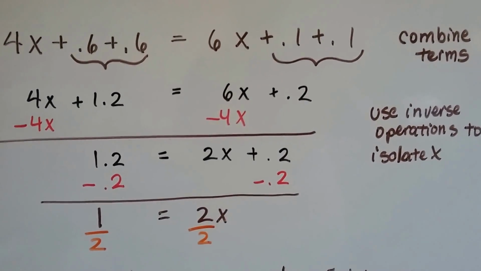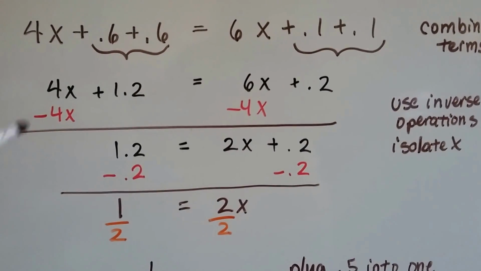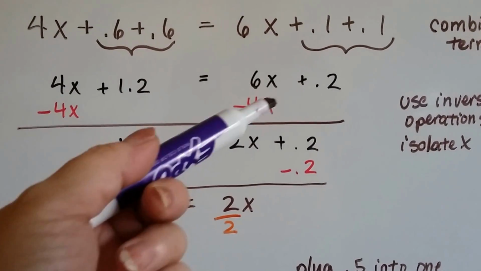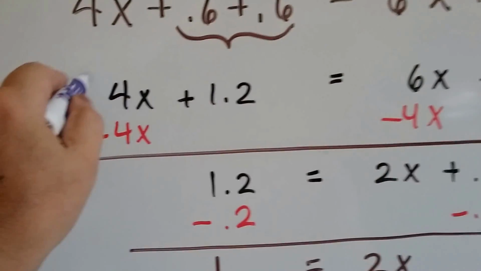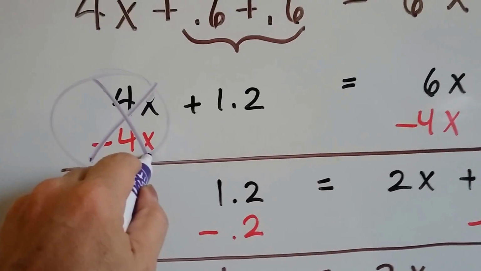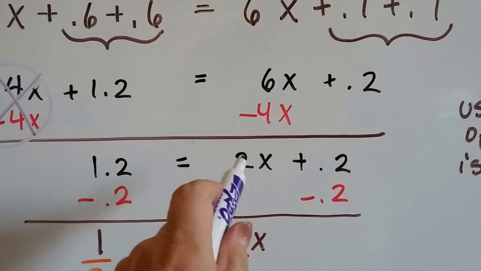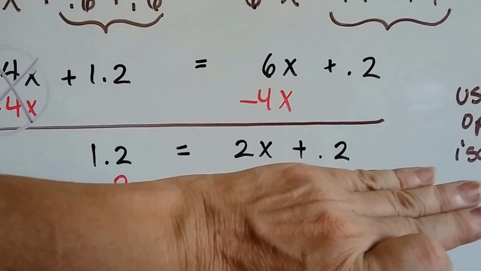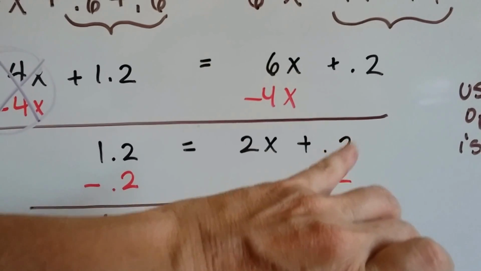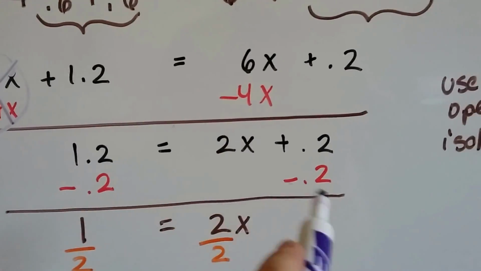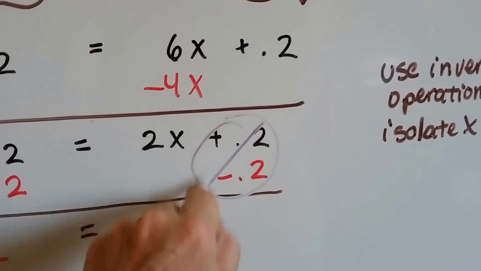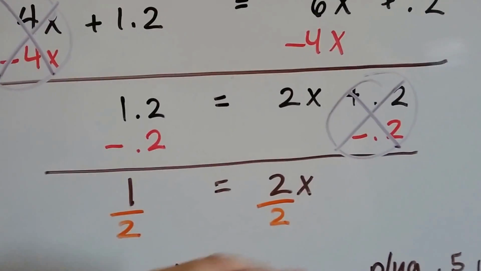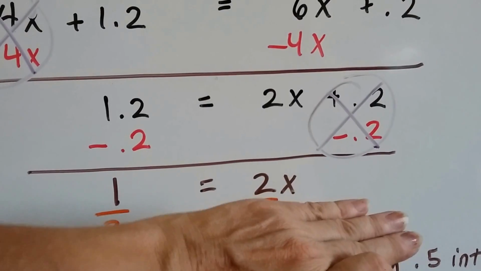Now all we have to do is use the inverse operation to isolate the x. 4x is a positive, so we could take away a 4x from each side. That creates a 0 pair here, doesn't it? And that cancels out. And 6x take away 4x is 2x. So now we've got 1.2 equals 2x plus 0.2. We know we could subtract this 0.2 from each side. And we do. This creates a 0 pair and it cancels it out. And 1.2 take away 0.2 is just a 1. Now we have 1 equals 2x.